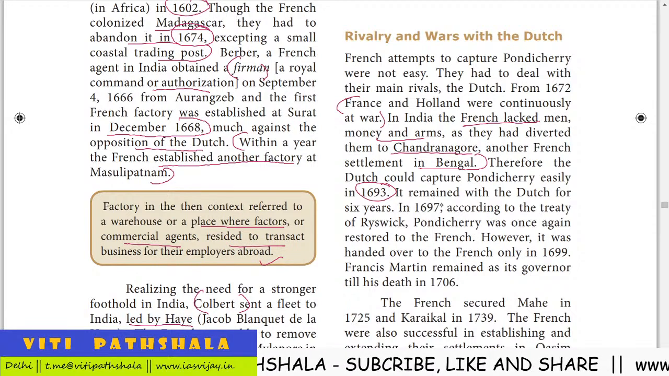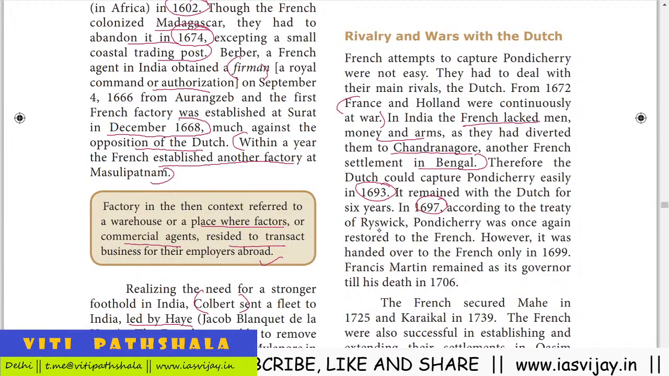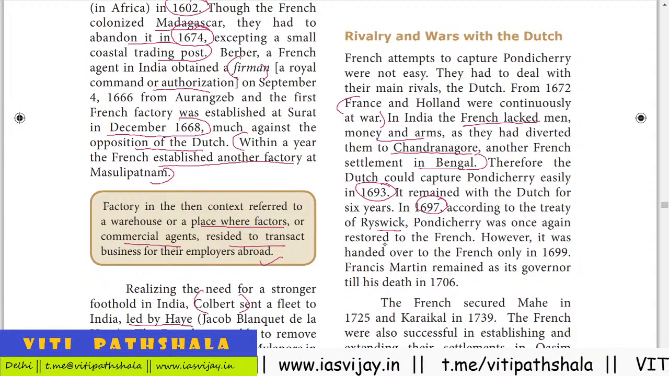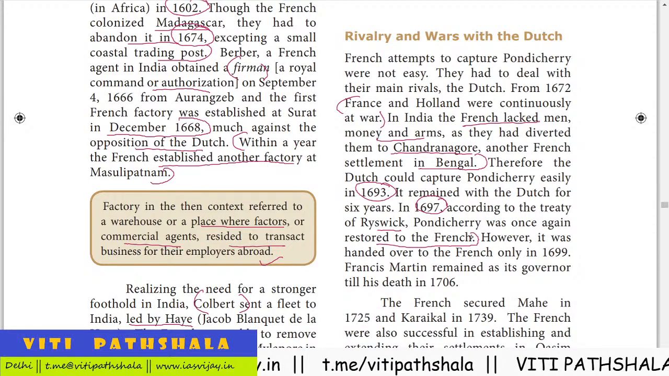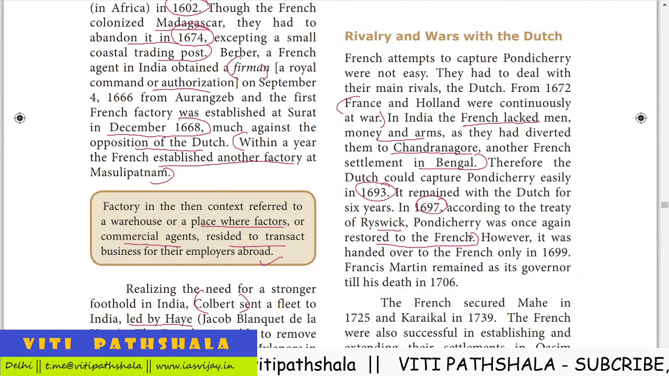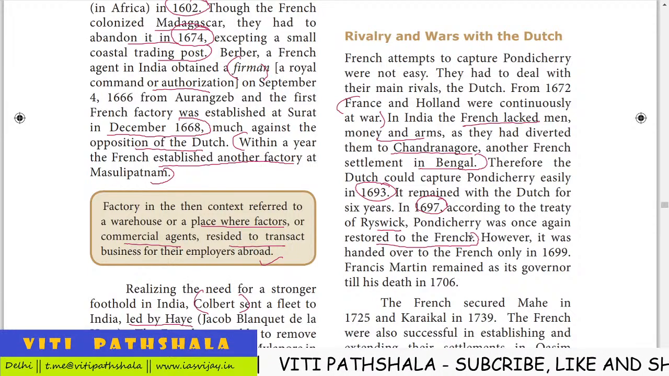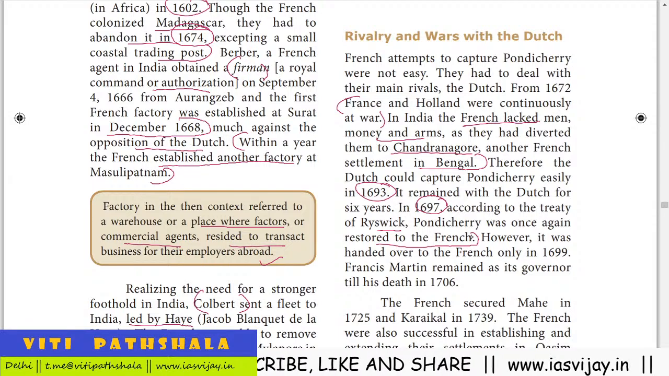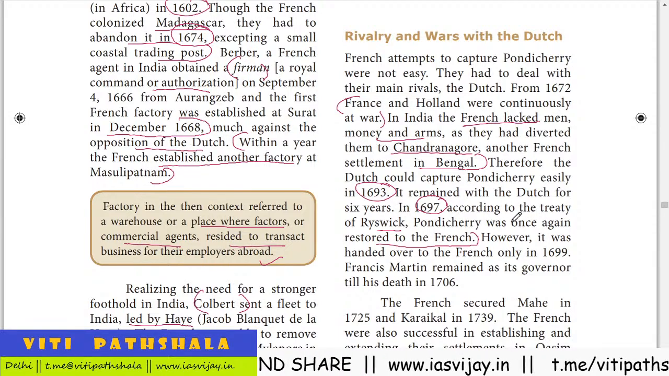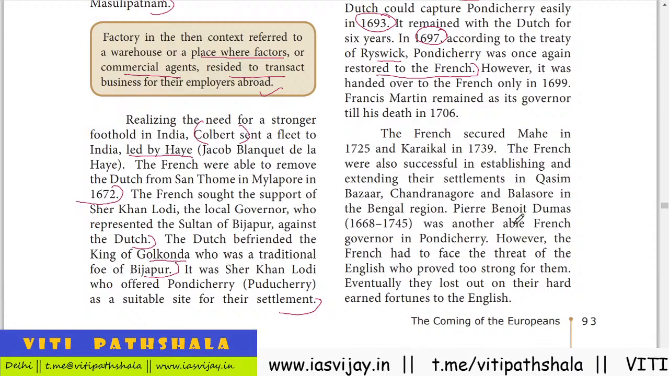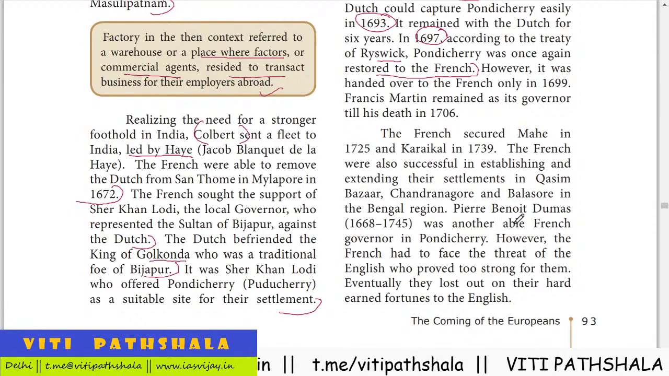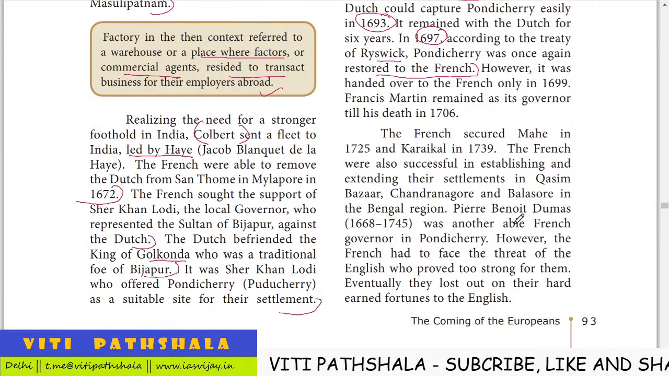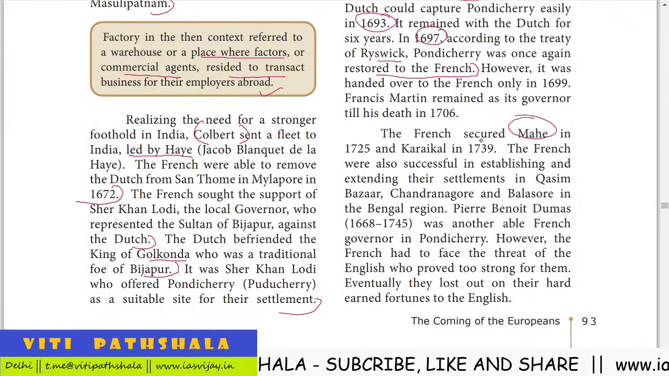In 1697, according to the Treaty of Ryswick, Pondicherry was given back and restored to the French. However, it was handed over to the French only in 1699. Francis Martin remained as its governor till his death in 1706. The French secured Mahe in 1725 and Karaikal in 1739.